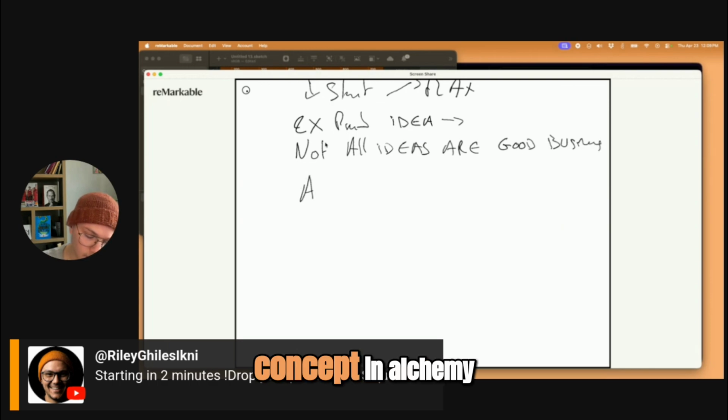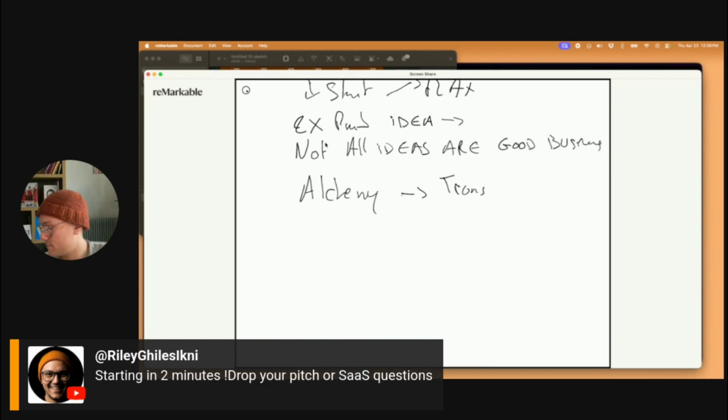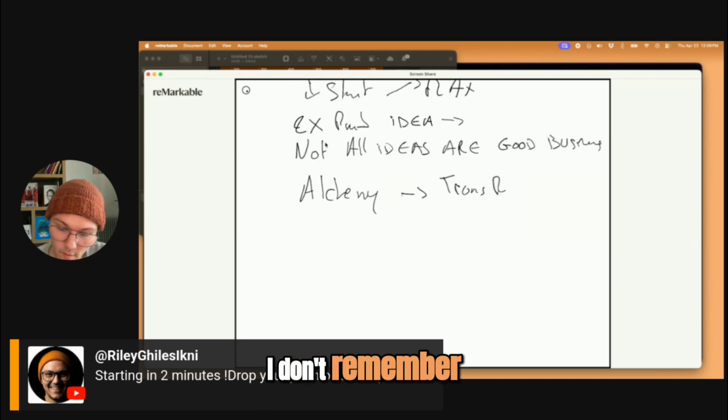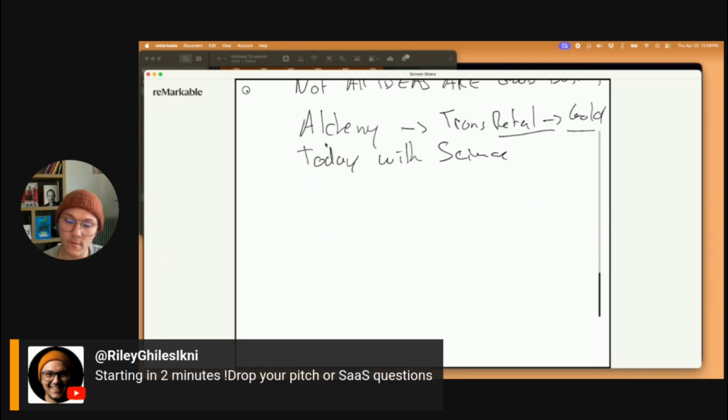There's this concept in alchemy where they transform a metal into gold. Which metal is that? I don't remember. A metal into gold, using a strange recipe. But nowadays, with science, we know how to do it. We know how to transform a metal into gold.